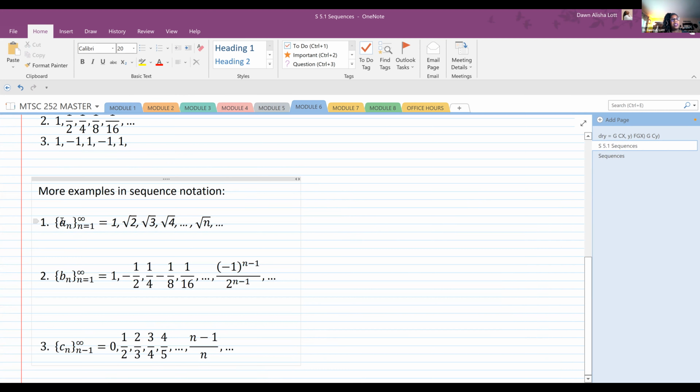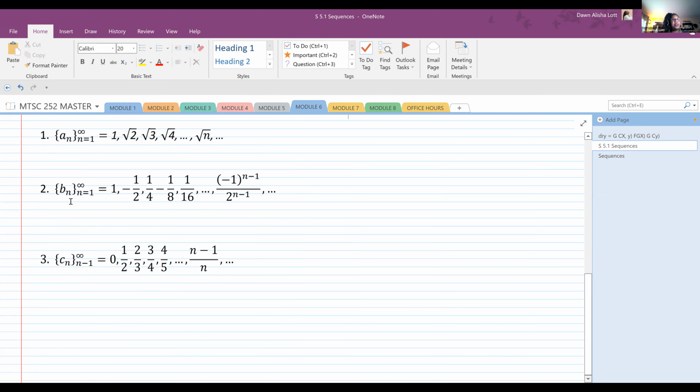So the terms of this sequence are a_n, where n starts at 1 and goes to infinity. So 1 is the first element, square root of 2 is the second element, square root of 3 is the third element, square root of 4 is the fourth element, square root of n is the nth element of the sequence. So we would write this as that. This is the nth term of the sequence.